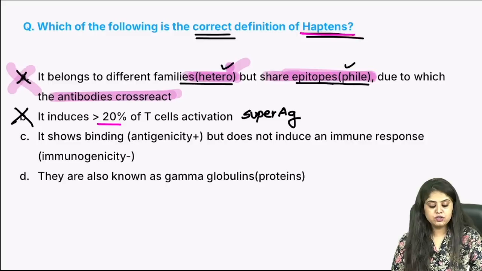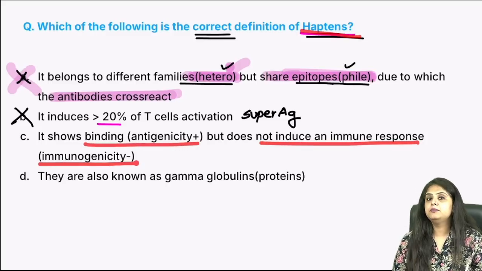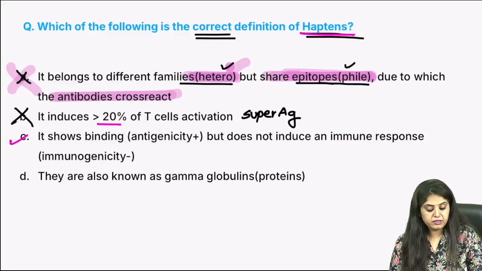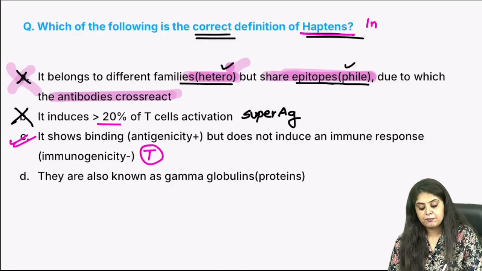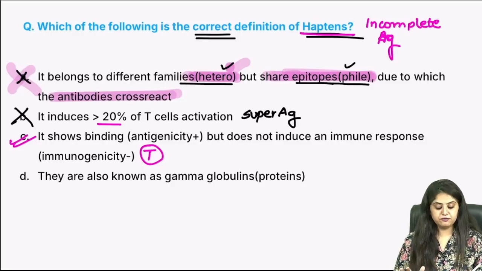Hapten is something that shows binding capacity but is not able to induce an immune response. Well, that happens to be the correct statement, and that is the answer for what is a hapten. Please note, hapten is referred to as an antigen, but that is an incomplete antigen. What do I mean by a complete antigen first?